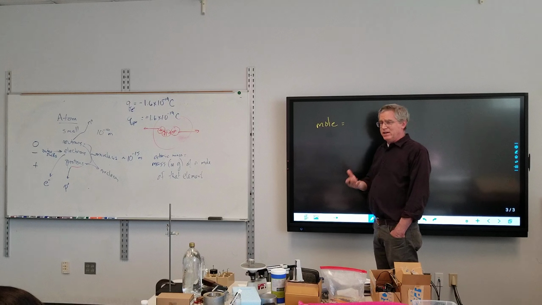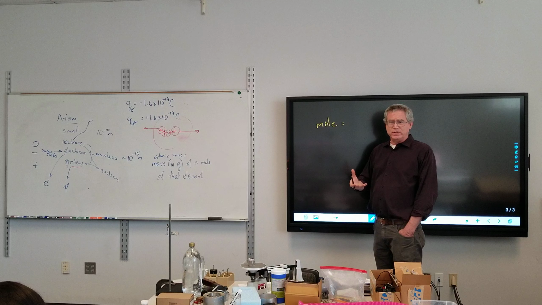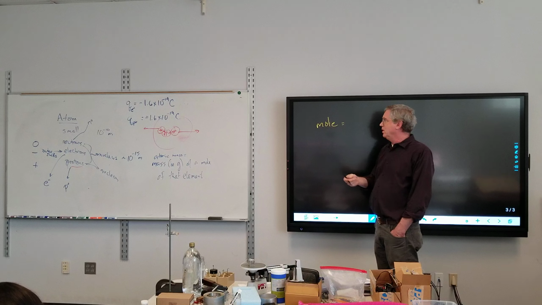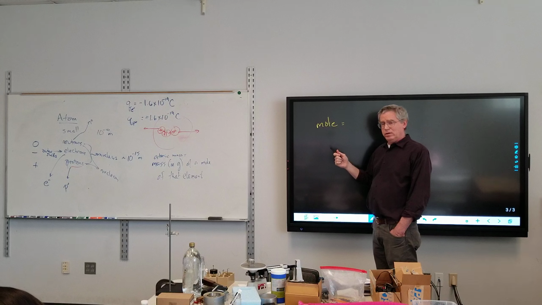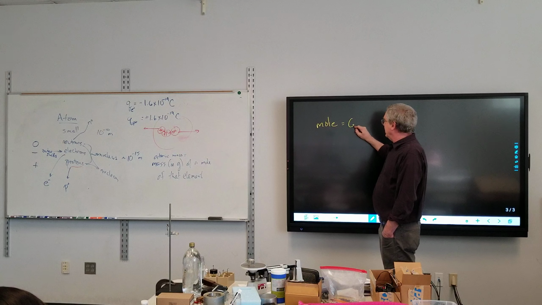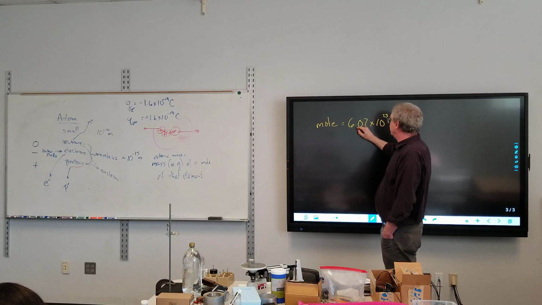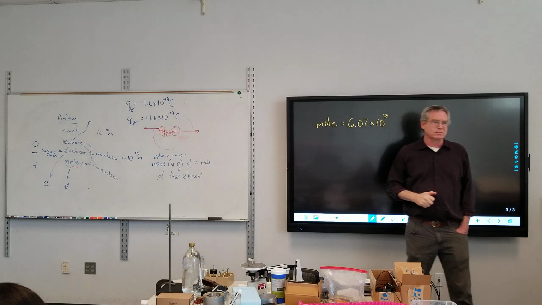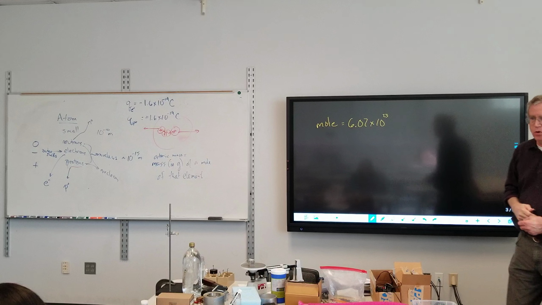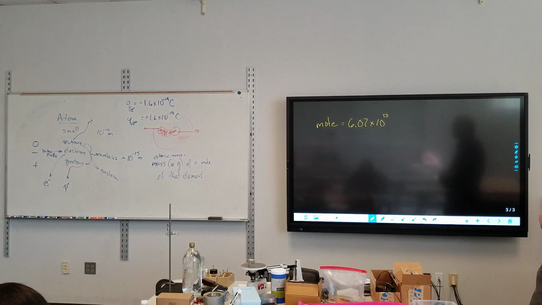is just a number. Like a dozen is 12, a score is 20, a pair is 2. A mole is just a number. And that number is 6.02 times 10 to the 23rd. If I had a mole of eggs, I'd have a slew of them. So you can have a mole of anything, just like you can have a dozen of anything.